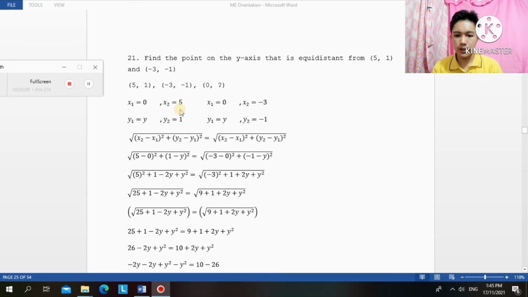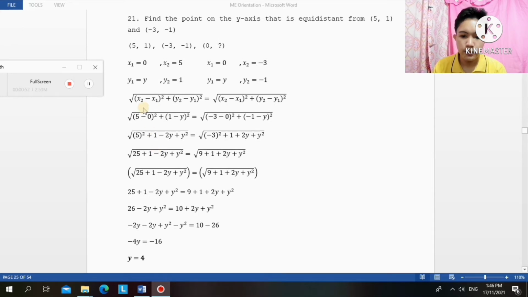Number 21. Find the point on the y-axis that is equidistant from (5, 1) and (negative 3, negative 1). So the unknown is the value of y. Given x sub 1 is equal to 0, y sub 1 is equal to y, since its value is unknown. Then x sub 2 is equal to 5, y sub 2 is equal to 1. Again, x sub 1 is equal to 0 and y sub 1 is equal to y. From the right side, x sub 2 is equal to negative 3 and y sub 2 is equal to negative 1.